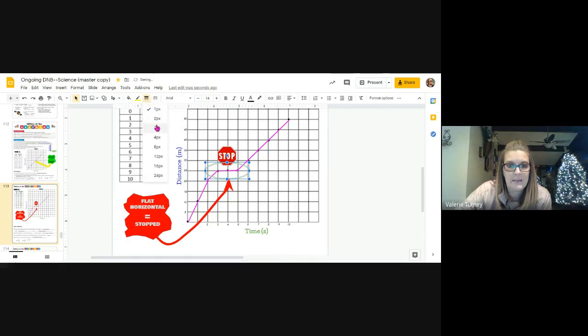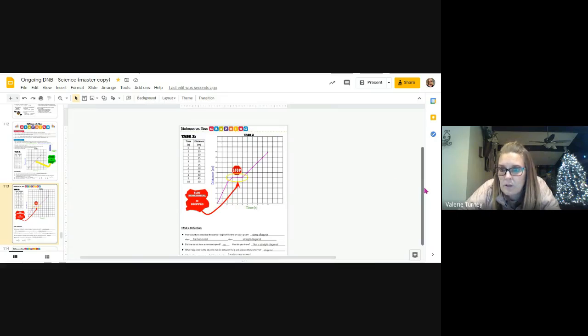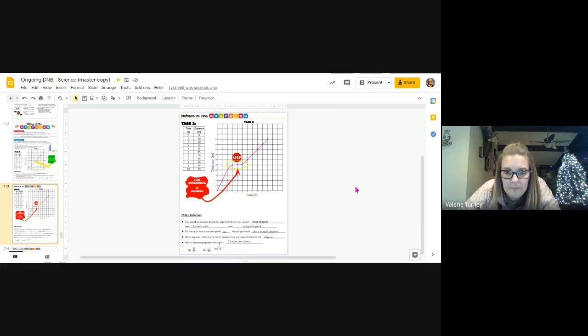is that the person stopped. So if you ever see a flat horizontal line on a distance time graph, it means that the person stopped. That's what that indicates. All right, so I'm going to zoom out so that you can see this. And that's where we're going to stop at that point right here.